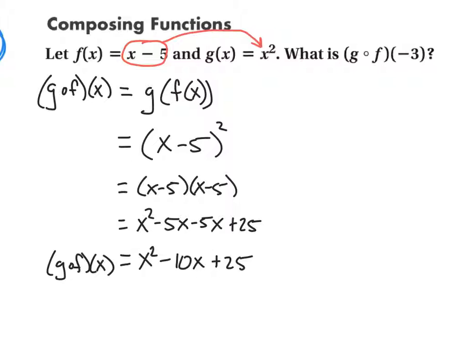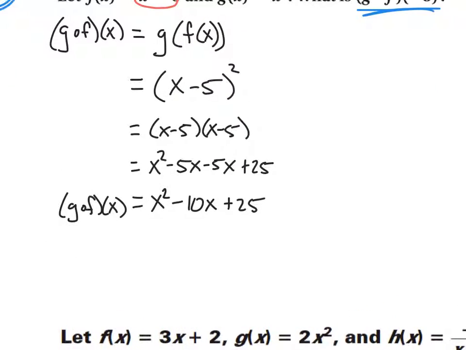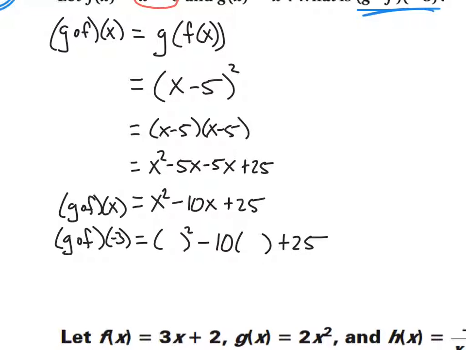Well, they didn't actually ask us to find g of f of x. They want us to find g of f of negative 3. So what does that mean? That means we plug negative 3 into our g of f function. Okay? So I am then going to take g of f and plug negative 3 into it. Every place I see an x, just give yourself open parentheses. All right, so there's my g of f function, and I'm plugging into that negative 3.